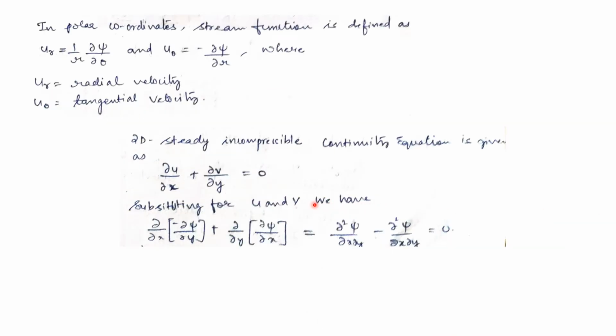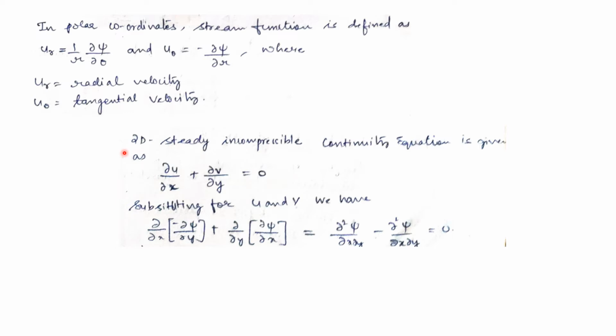So in polar coordinates, how do you represent u_r and u_theta? You'll write it in opposite terms. u_r would be 1/r ∂ψ/∂θ, just the opposite of what you have studied in the previous velocity potential function. So u_theta would be minus ∂ψ/∂r. And this is for polar coordinates, which is nothing but representing it in r and theta.